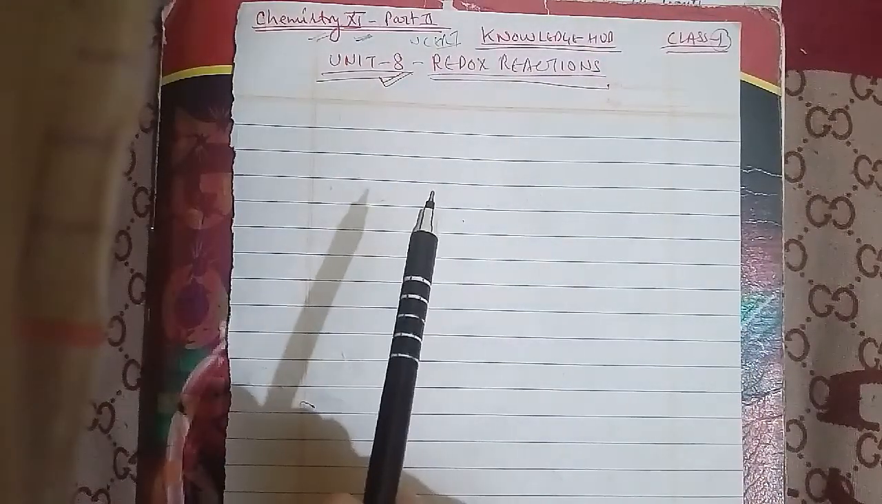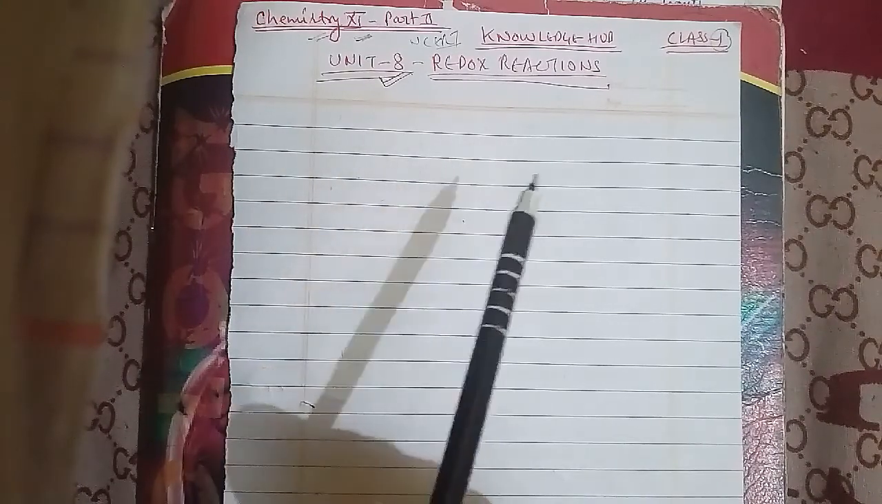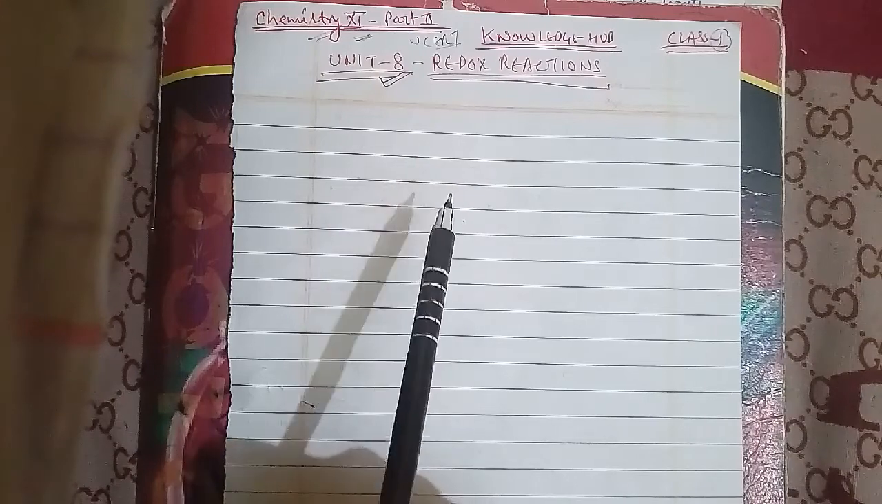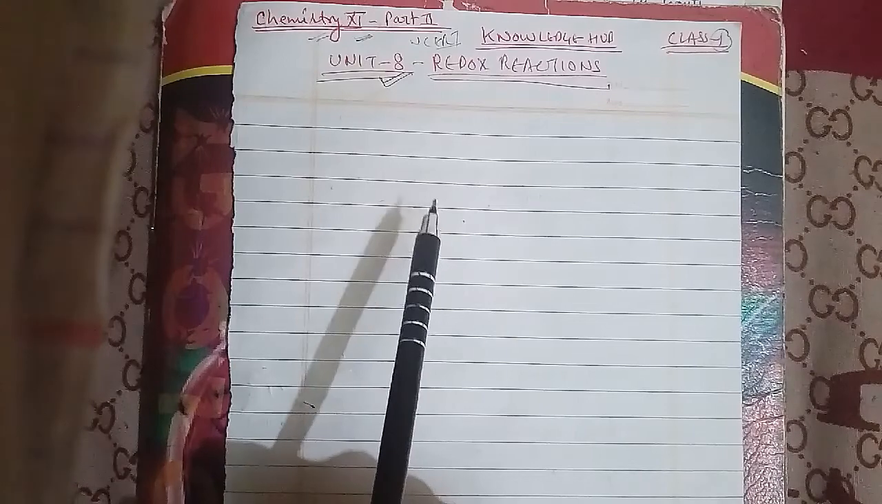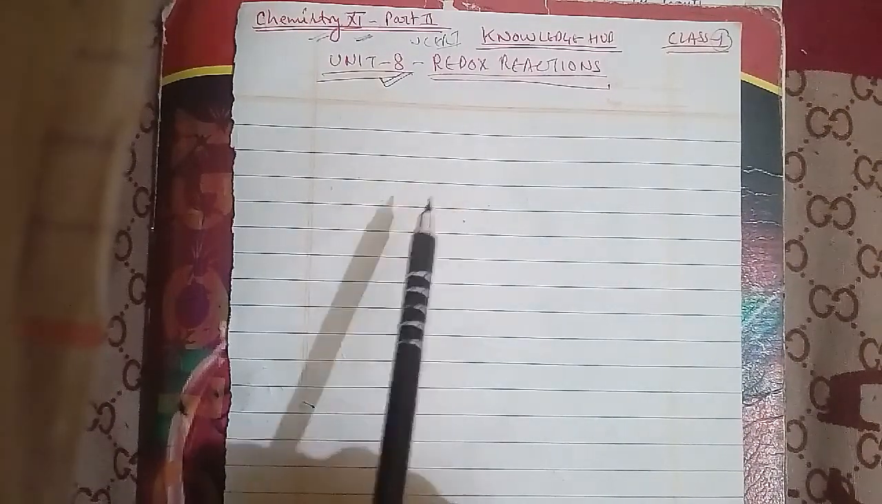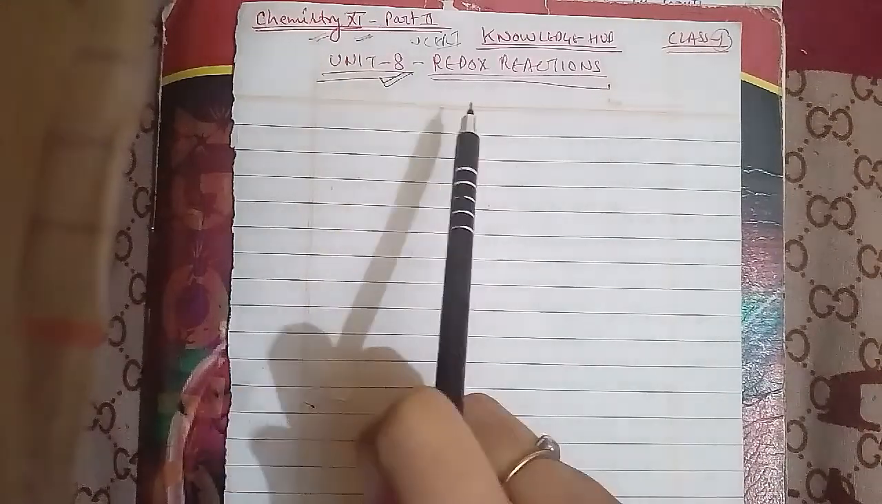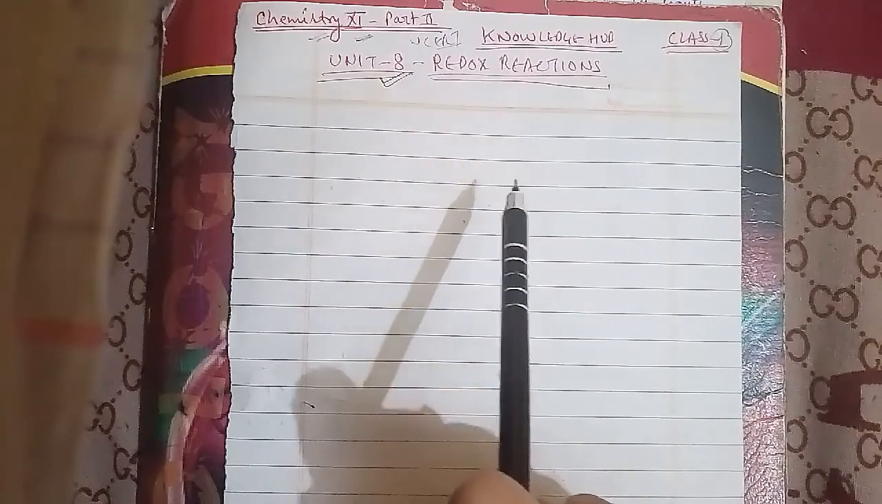I will just tell you the name of the units as well. Unit 1 we had done, some basic concepts of chemistry. Unit 2, structure of atoms. Unit 3 is the classification of elements and periodicity in properties. Unit 4 is chemical bonding and molecular structure. Unit 5 is states of matter. Unit 6 is thermodynamics. Unit 7 is equilibrium. And unit 8, which we have to discuss, is redox reactions.